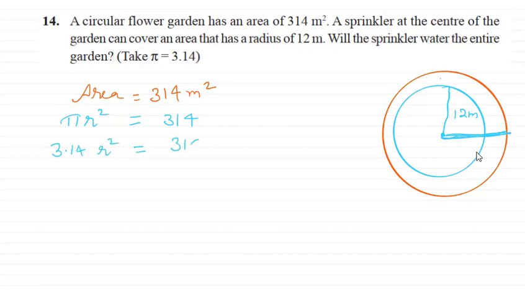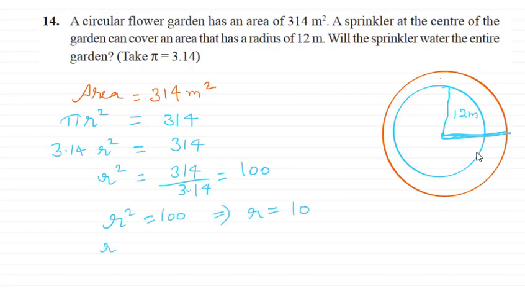So now we will find out the radius first. So r square will be 314 divided by 3.14. So that will give you 100. And you know that r square is 100. That means your radius will be 10. 100 is the square of 10, because you can write it like this: r into r is 10 into 10. That means one r will be equal to 10. Okay, so we got the radius 10.